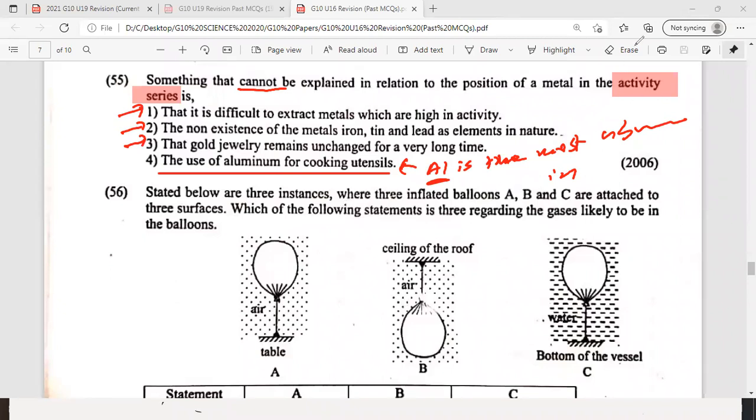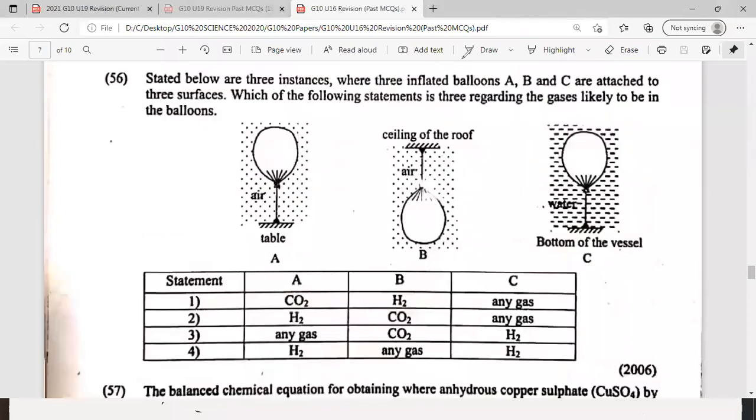Then question number 56. Any volunteers who can give me the answer for question number 56? Menuka, answer 4. Randi, second answer. Sujivani, Sumela, second answer. Some of you give the fourth answer, some of you give the second answer.